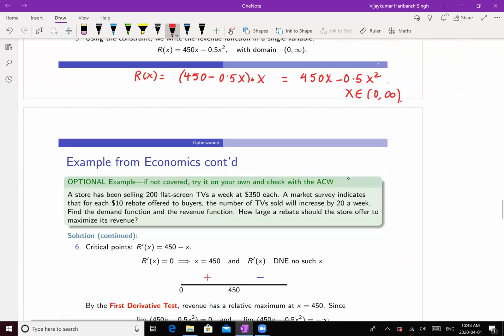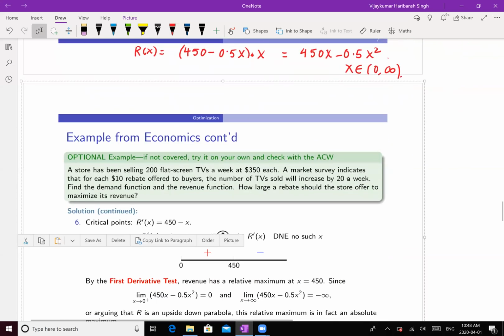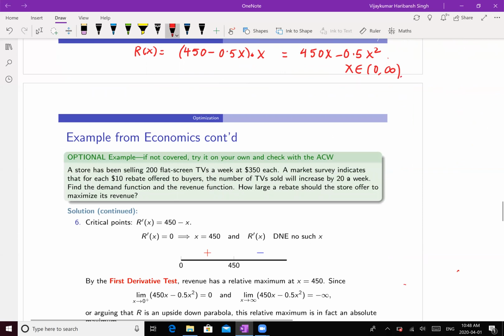So revenue is basically this function. So take the derivative of it. We'll follow the guidelines. So find the critical points. Take R prime of x, which is 450 minus x. R prime of x equals 0 gives me x equals 450. R prime of x does not exist: there's no such x, because for polynomials the derivative always exists.